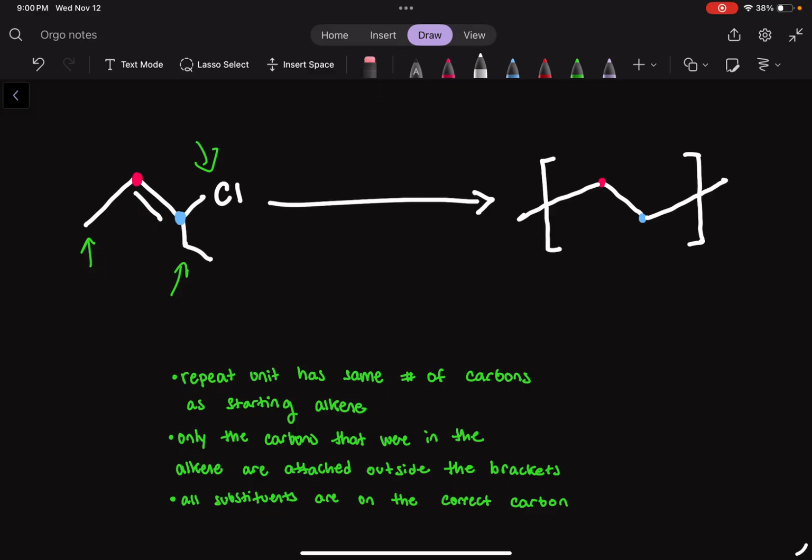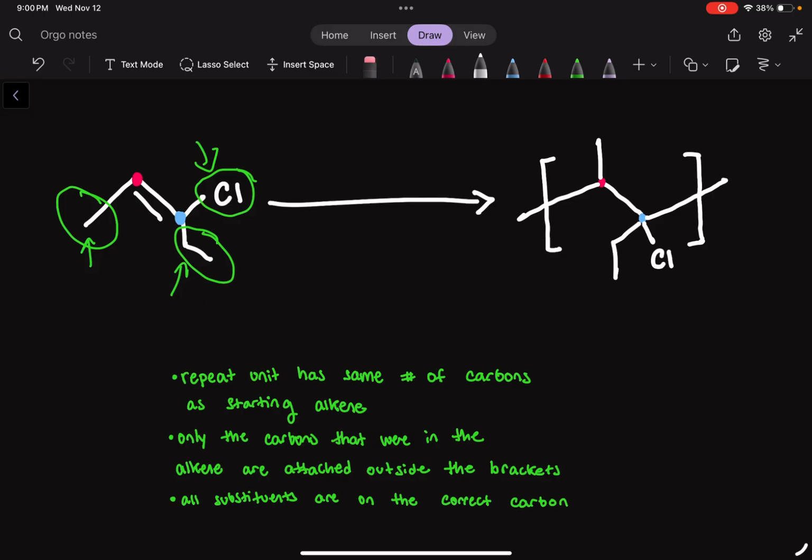Okay, from there, what I like to do is to draw out the substituents that were on the original carbon. So this pink carbon had one methyl attached to it, meaning that in our repeat unit, I'm going to draw that one methyl. Then our blue carbon had an ethyl and a chlorine, so I'm going to draw those out. And our chlorine. Okay. Now what we want to make sure is that we don't draw our alkene because again that disappears once we polymerize the molecule.